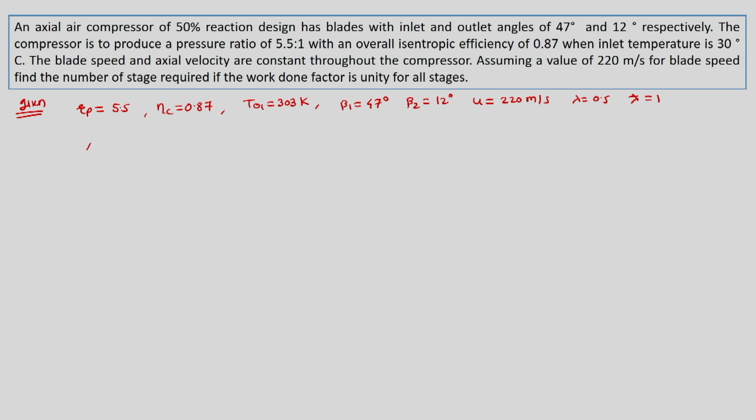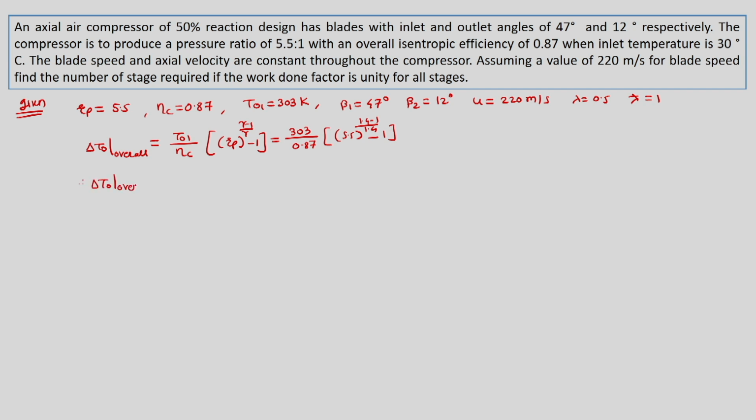Now we first find out overall temperature change from the efficiency formula. So T01 upon isentropic efficiency into Rp raised to gamma minus 1 upon gamma, minus 1. So T01 is 303, isentropic efficiency 0.87, so 5.5 bracket raised to 1.4 minus 1 divided by 1.4, minus 1.